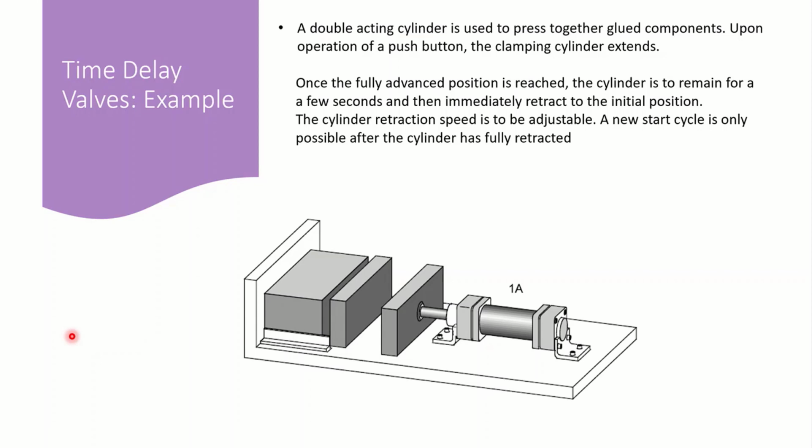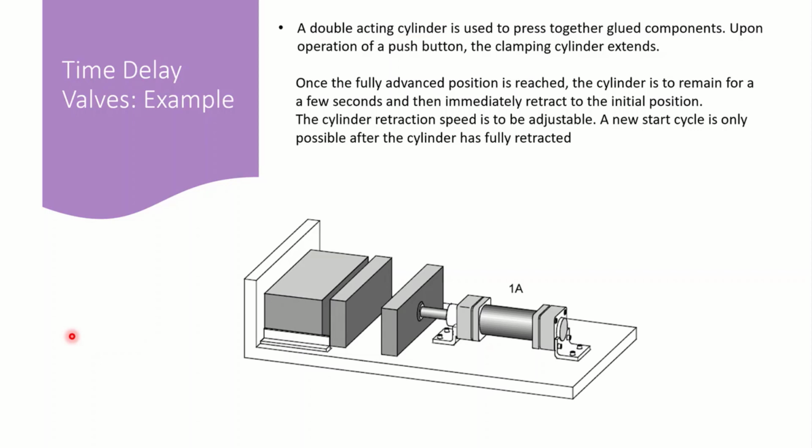So there are a few important points in this problem statement. First, we have a double acting cylinder. The form of actuation is a double acting cylinder, and it is used for pressing together two glued components. Once we push a button, so we have to use a push button, the clamping cylinder extends. So the first thing is we have a push button, and whenever we push it, the cycle is started.